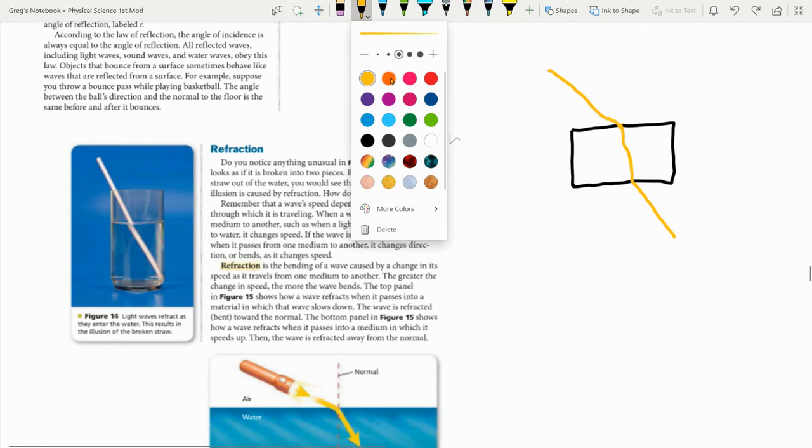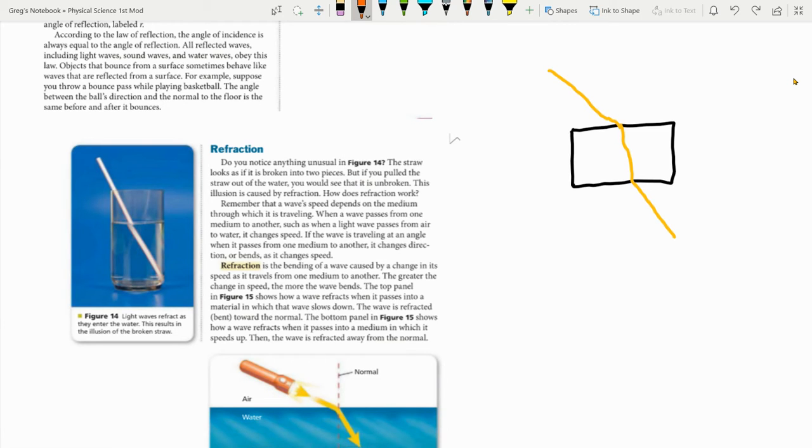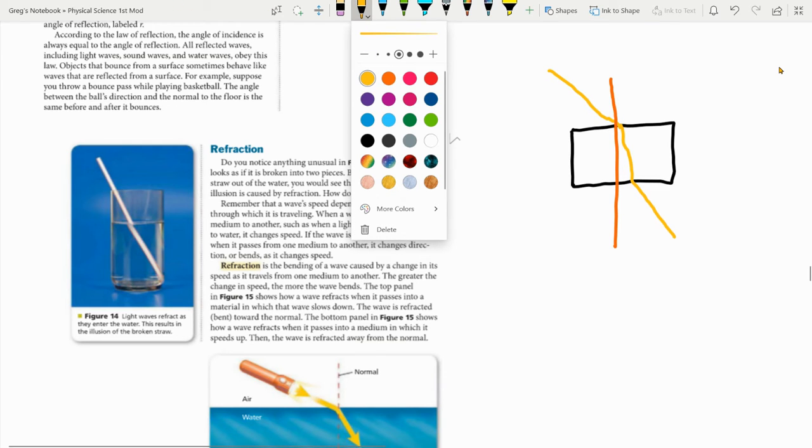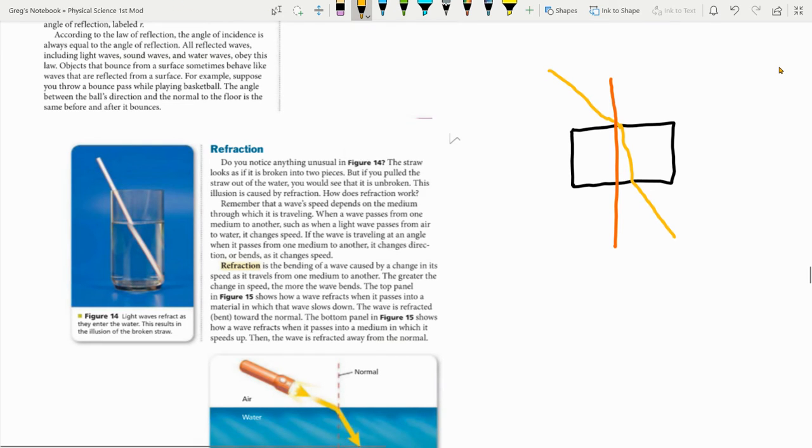Boom, boom, boom, boom, boom. Orange, why not orange? Hopefully, it's not too close to yellow. Here's my normal coming down through the middle of this. Okay, so when the light beam hits and slows down, it's going to bend towards the normal.